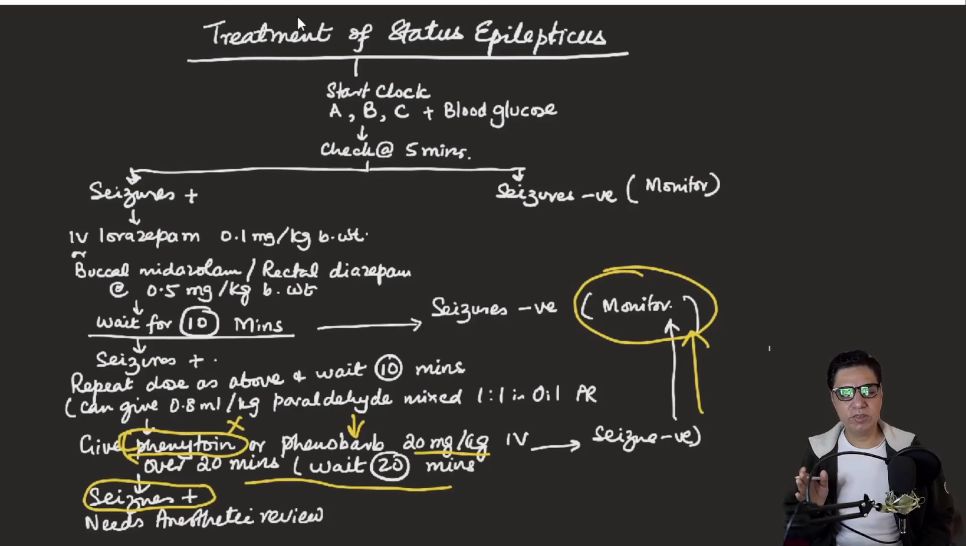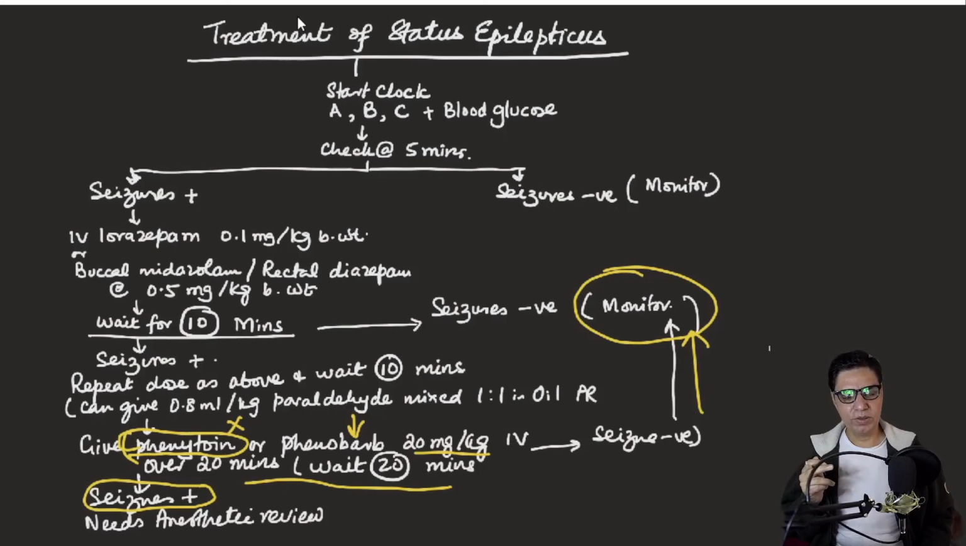If they're still having seizures at the end of 10 minutes, you will just repeat this procedure. So you repeat step one. It's the same thing. Whatever you have done in step one, 0.1 milligram per kg body weight lorazepam or buccal midazolam or rectal diazepam in a dose of 0.5 milligram per kg body weight, this would be repeated. And you will again wait for 10 minutes. So after the second 10 minutes, if the seizure stops, again you will monitor.